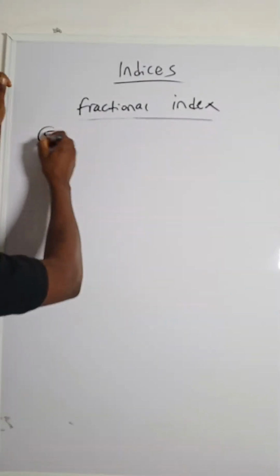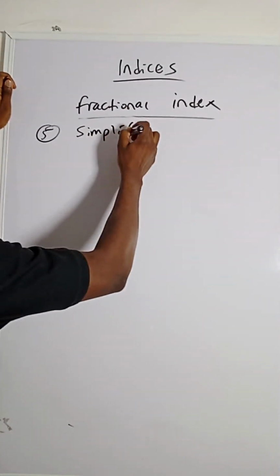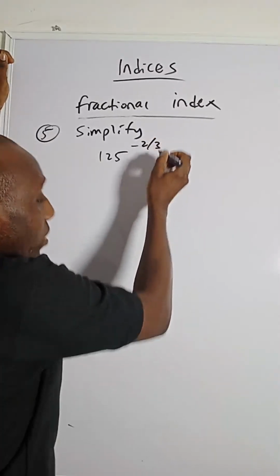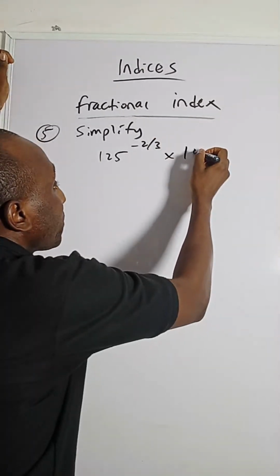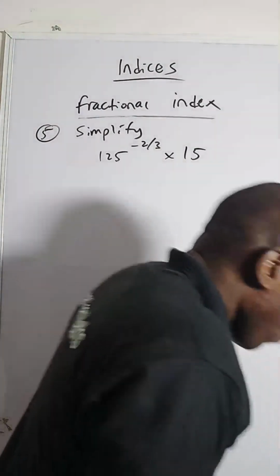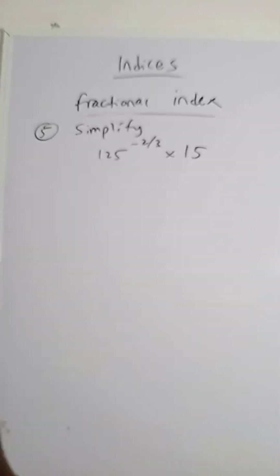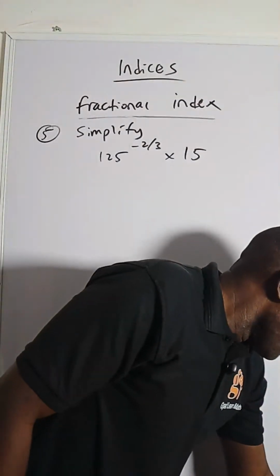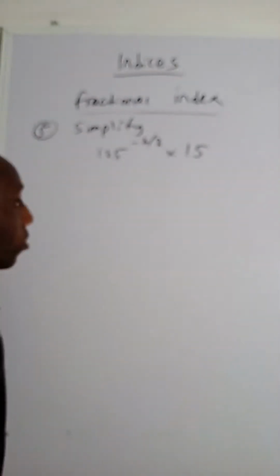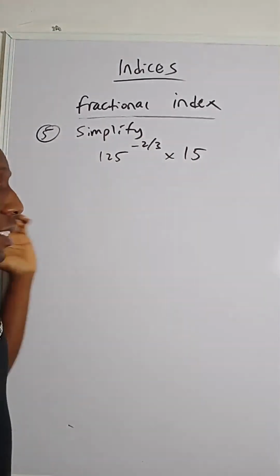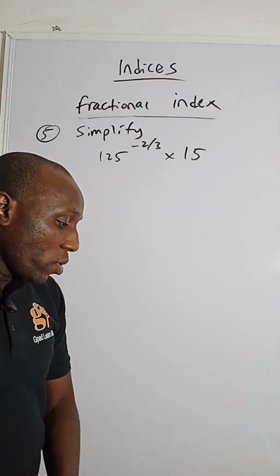Number 5, simplify 125 raised to the power of -2/3 times 15. Again, I'm going to wait maybe a minute or two for you to try this one. Okay, try it out. 125 raised to the power of -2/3 times 15. Who is going to try it out?